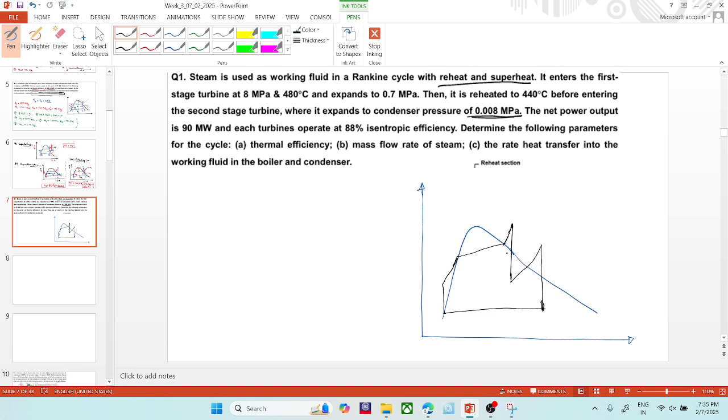Okay, so these are the three pressures. This would be my P1, this would be the intermediate pressure, and this would be the condenser pressure. So here the values are given like this: 1, 2, 3 would be here, and 4, 5, and 6. The processes will go like this only.